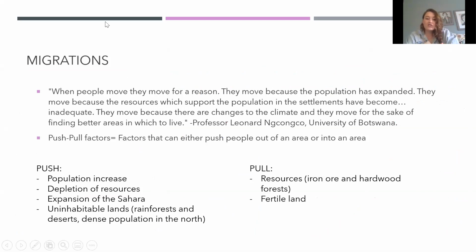So in terms of migrations, when we talk about why people move, climate, geography, ecology, these things have a lot to do with it. This quote from a professor at the University of Botswana says, "When people move, they move for a reason. They move because the population is expanded. They move because the resources which support the population in the settlements have become inadequate. They move because there are changes to the climate, and they move for the sake of finding better areas in which to live." That seems pretty self-explanatory.